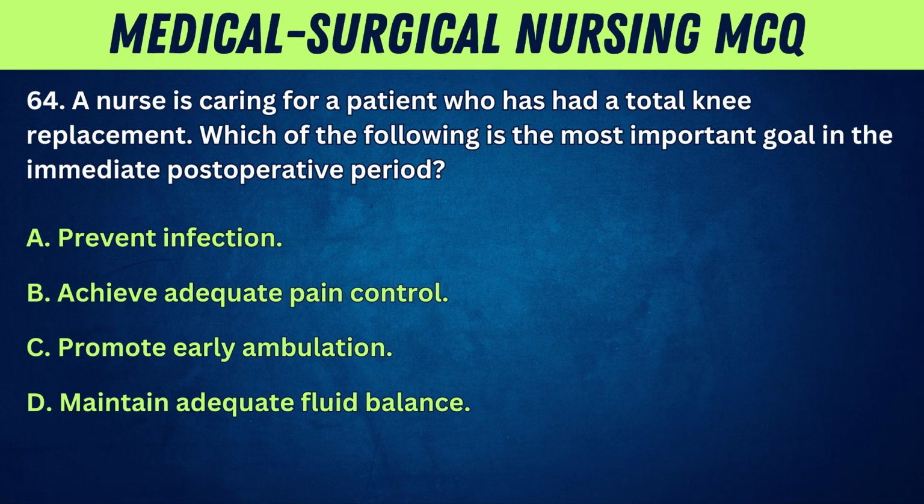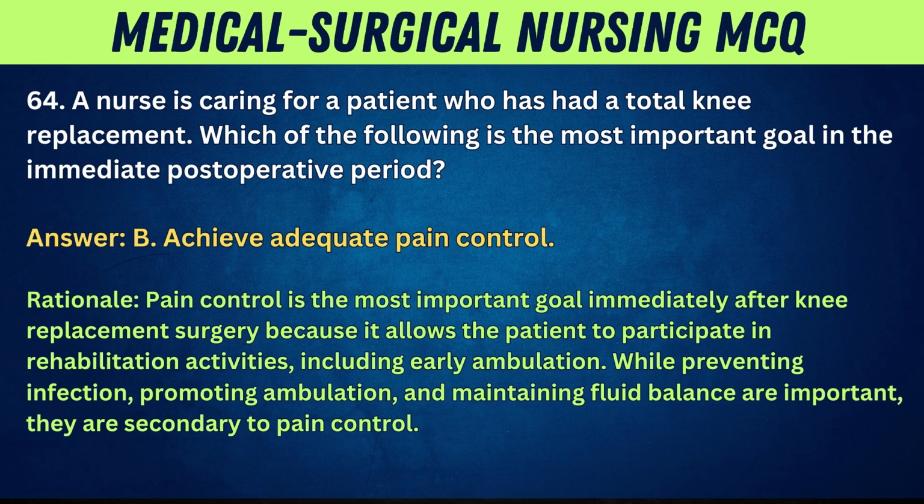64. A nurse is caring for a patient who has had a total knee replacement. Which of the following is the most important goal in the immediate postoperative period? A. Prevent infection. B. Achieve adequate pain control. C. Promote early ambulation. D. Maintain adequate fluid balance. Answer. B. Achieve adequate pain control.